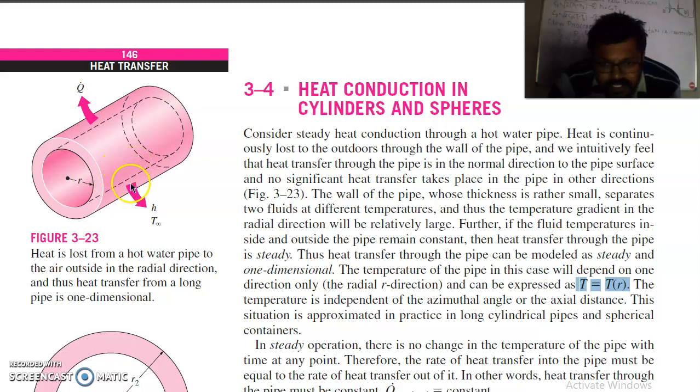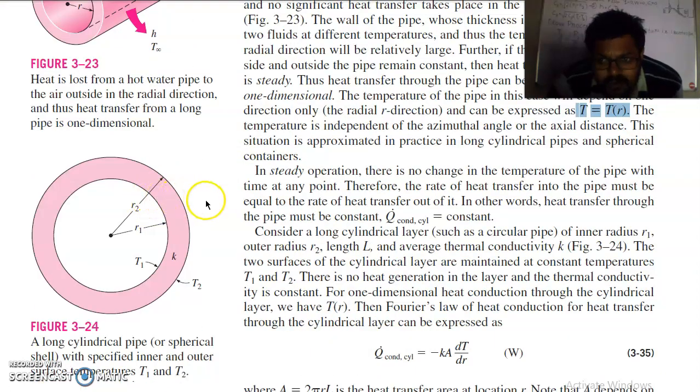So in steady operation, there is no change in temperature of the pipe with time at any point. Therefore, the rate of heat transfer into the pipe must be equal to the rate of heat transfer out of the pipe. In other words, heat transfer through the pipe must be constant.